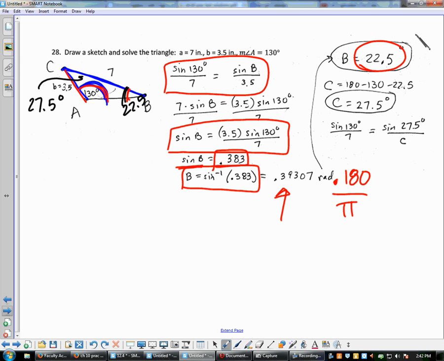Now I need to do law of sines one more time, and I didn't finish this one, I'm sorry to say. So I'll let you finish this one up to get C.